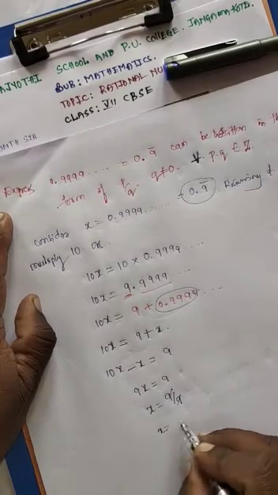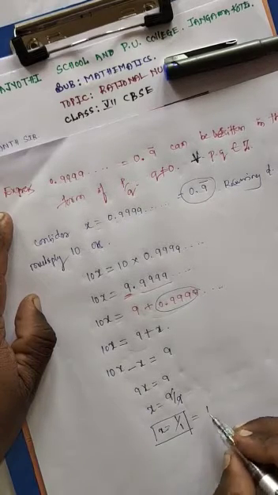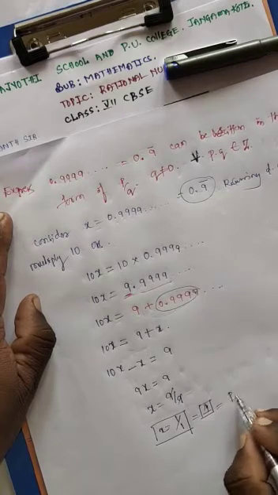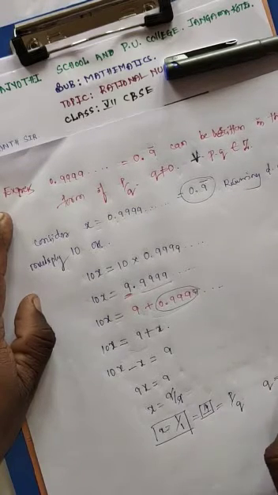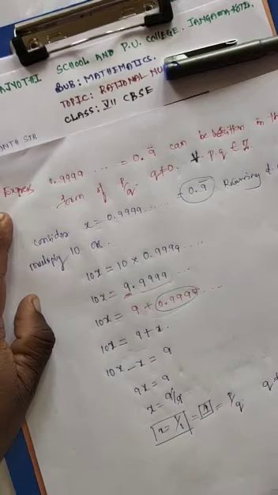9 ones are 9, so it is 1 by 1. So 1 is a rational number, we know that 1 is of the form P by Q, where Q is not equal to 0 for all P, Q belonging to integers.